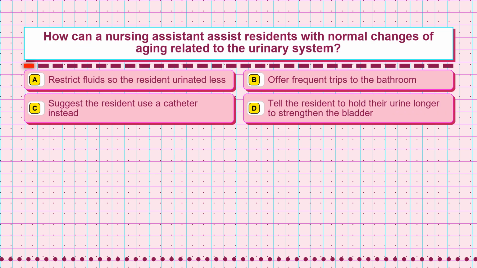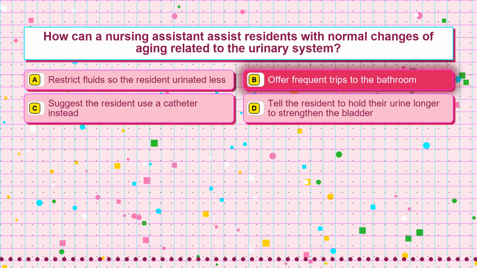Question 62. How can a nursing assistant assist residents with normal changes of aging related to the urinary system? Option A, restrict fluids so the resident urinated less. Option B, offer frequent trips to the bathroom. Option C, suggest the resident use a catheter instead. Option D, tell the resident to hold their urine longer to strengthen the bladder.